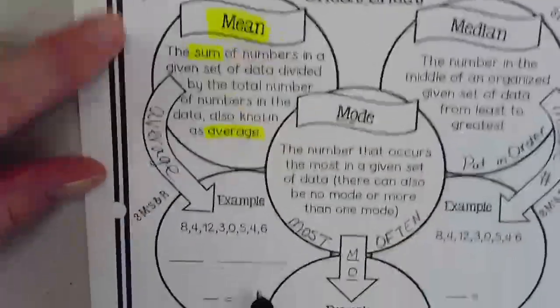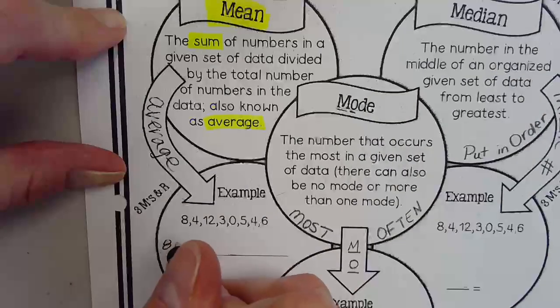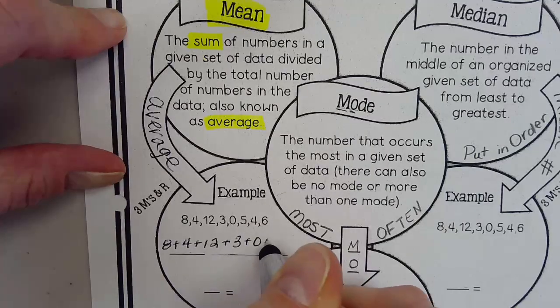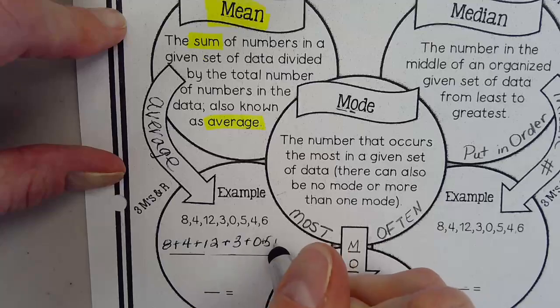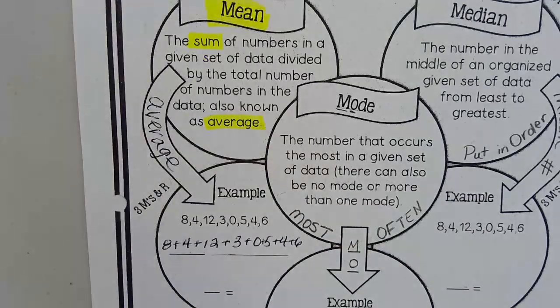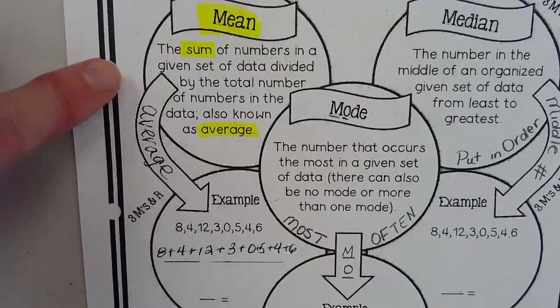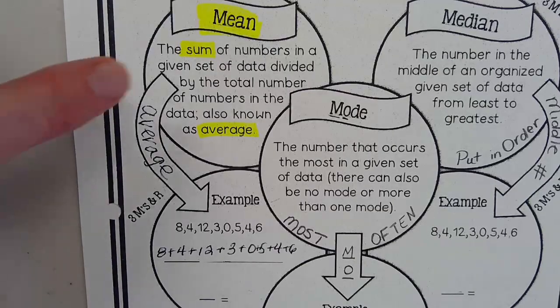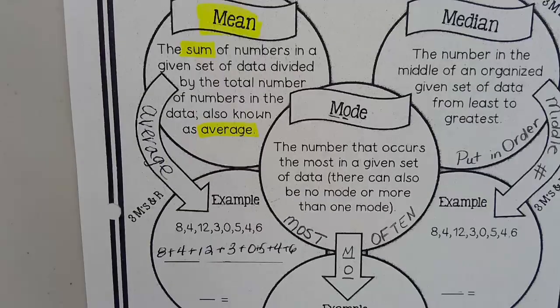So, on this line, we're going to take this example and we're going to add 8 plus 4 plus 12 plus 3 plus 0 plus 5 plus 4 plus 6. We have to find a sum, so we're going to write that down because we're going to have to do that. And then once I find that sum, what does it say we're going to do with it? Two operations in finding the mean or average. What other operation do you see in that definition? Catalea, do you see another operation in there? We're not just going to add, we're going to do what? Yeah, we're going to divide.